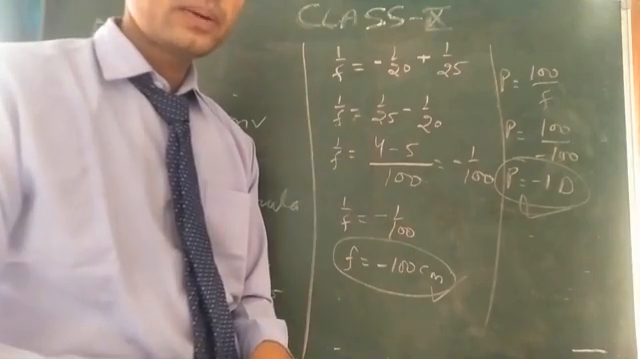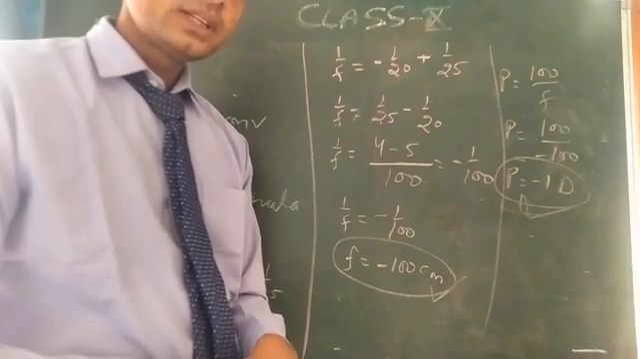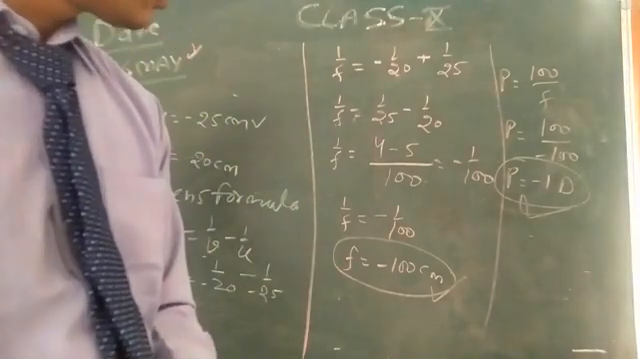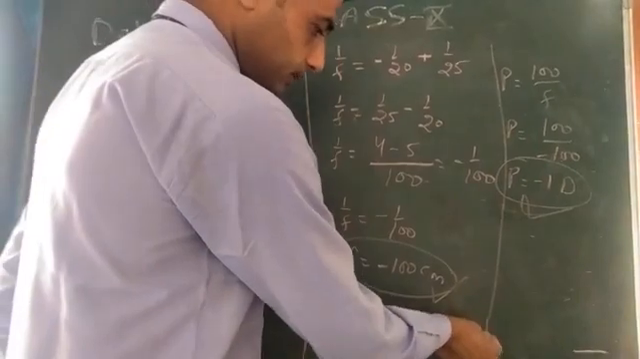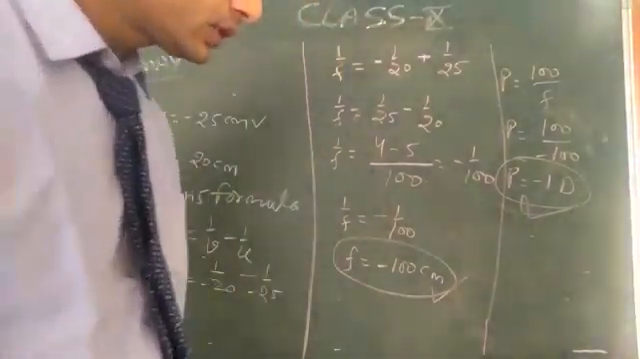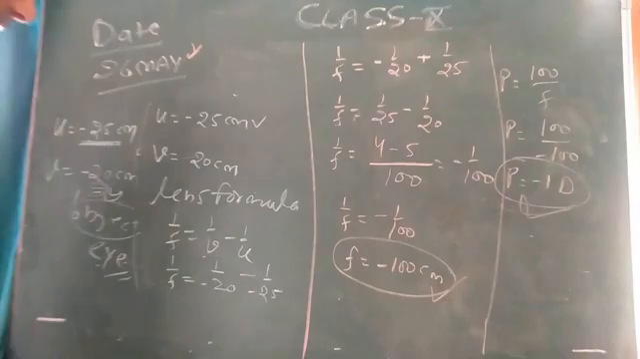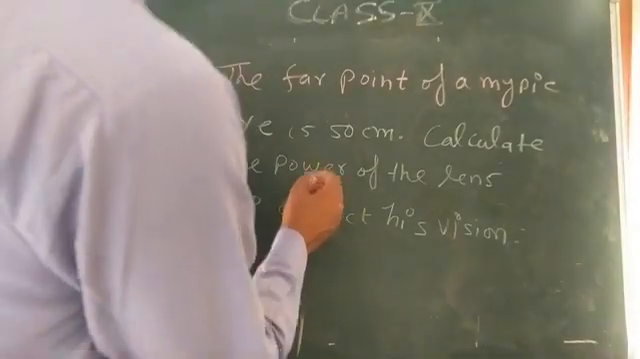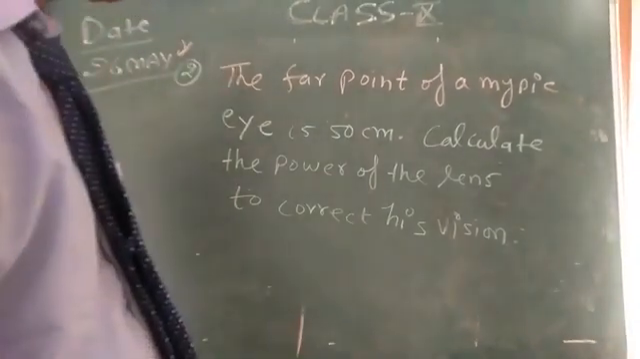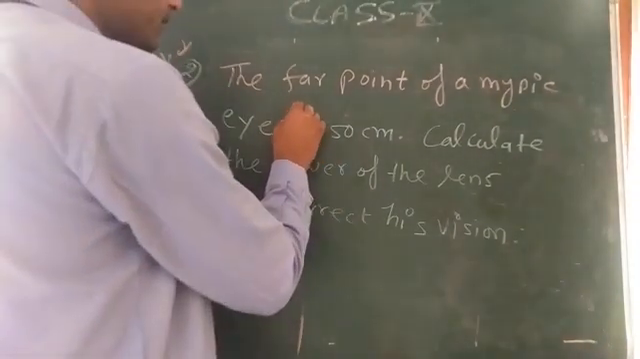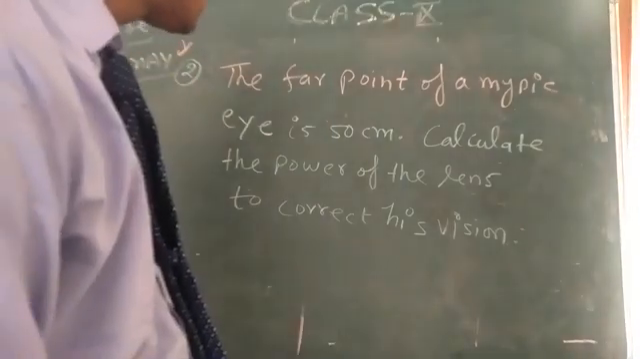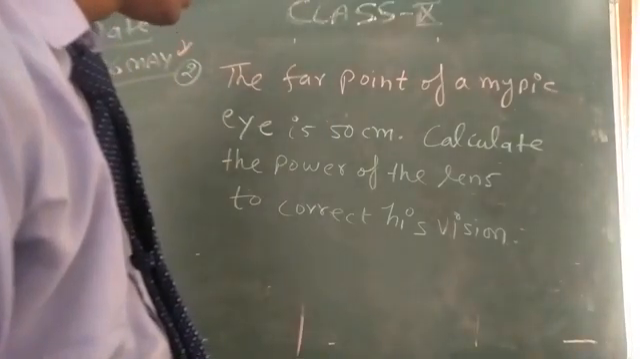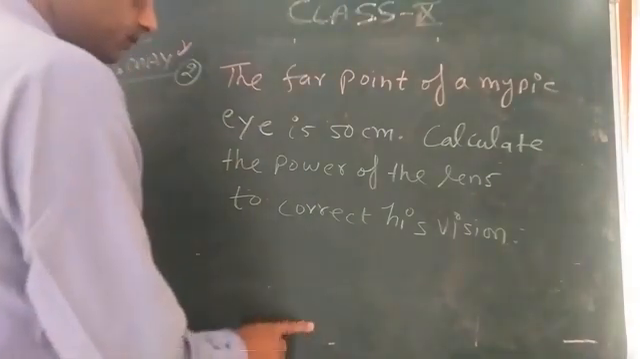So I hope you understand this numerical, and I will explain another numerical of this chapter. You have to try other numericals based on this concept. So this is another numerical. The far point of a myopic eye is 50 centimeter. Calculate the power of the lens to correct his vision.